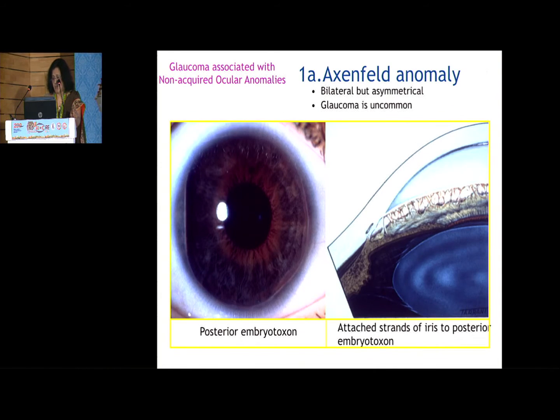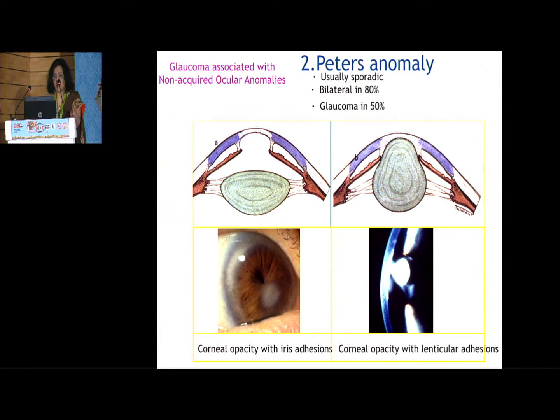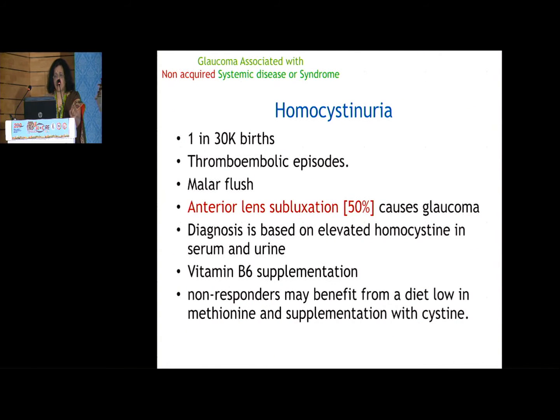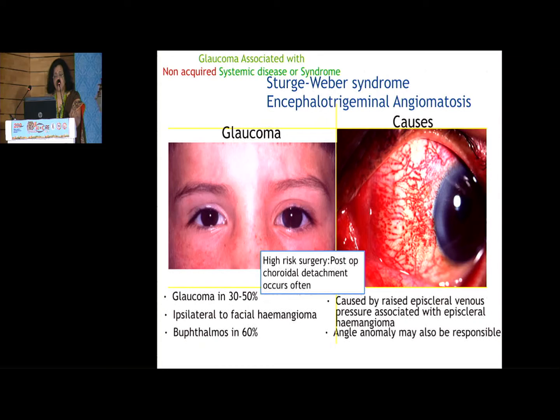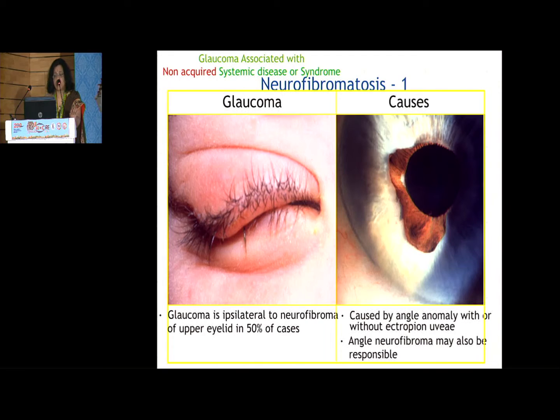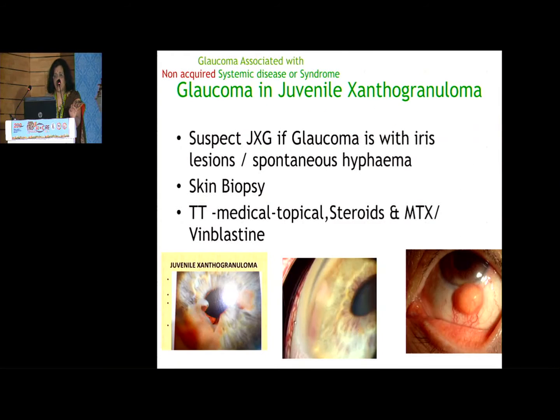And there are many other anomalies. We will not go into details for want of time, but all these could be associated with glaucoma, and we should not lose them out. When we are operating patients with Sturge-Weber syndrome, we need to remember that they could have a very high risk of choroidal detachment in the postoperative period. Neurofibromatosis, don't think that the eyelids are covered and nothing else is happening inside. 50% of these patients can have glaucoma. Lowe syndrome I've already alluded to.